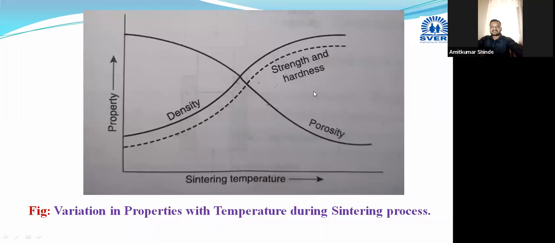within this, recrystallization and grain growth are also taking place. Due to that, there are three stages: diffusion and densification, recrystallization, and grain growth. Density increases, and strength and hardness also increase as the sintering temperature is increasing.